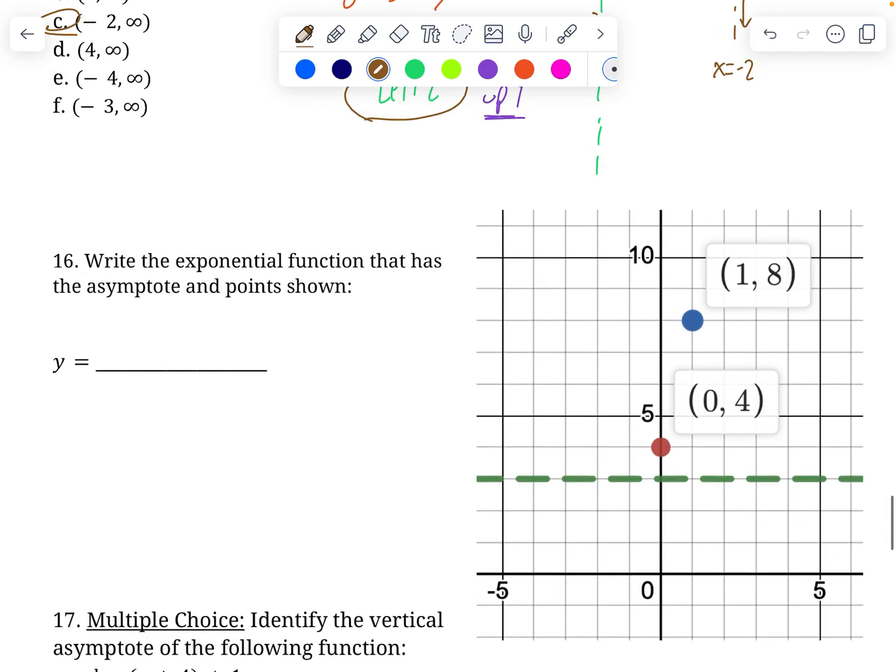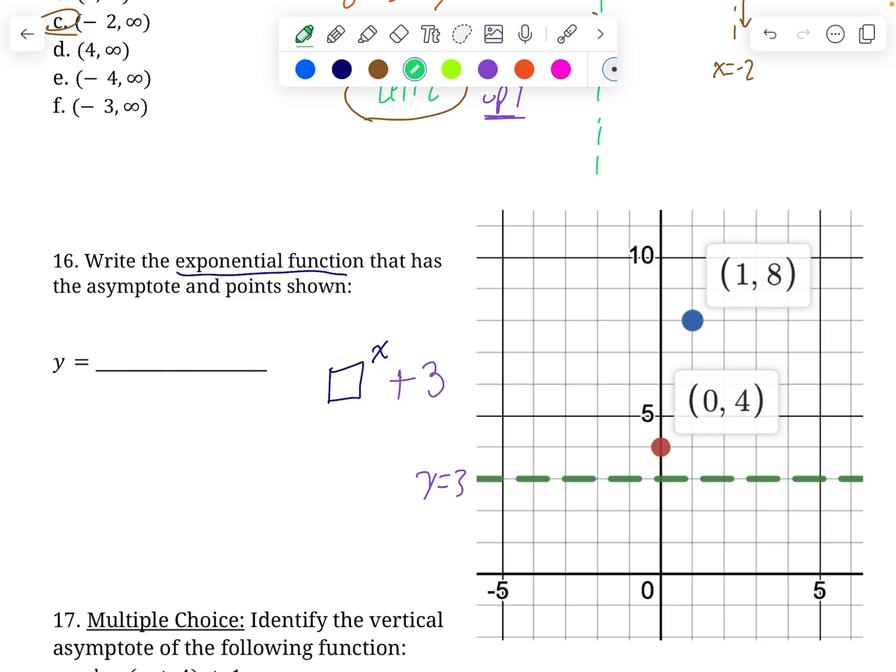Next question here. A little bit of a weird question. It asks you to write the exponential function. So I'm already thinking something to the x that has the asymptote and points shown. The easiest thing to look at for this is the horizontal asymptote. It's up 1, 2, it's at 3. Wait a second. Normal exponential graphs have asymptotes at 0, right? They're at y equals 0. So this one has its asymptote at 3, it's moved up 3. So I already know it's moved up 3.